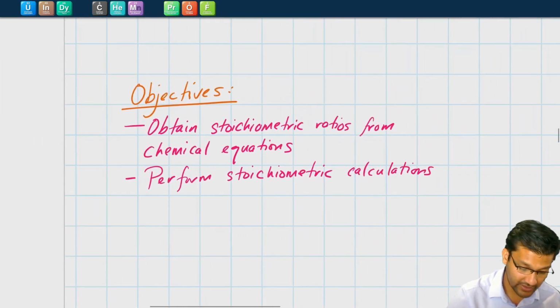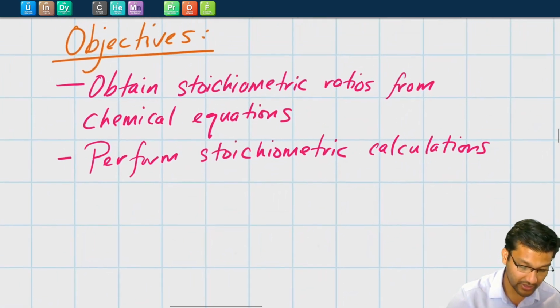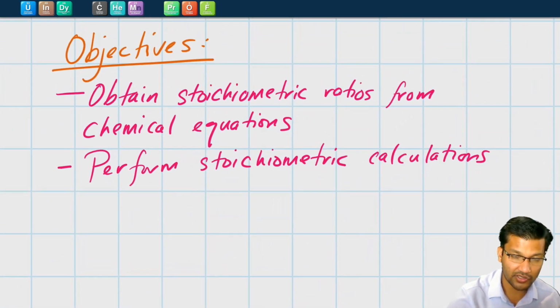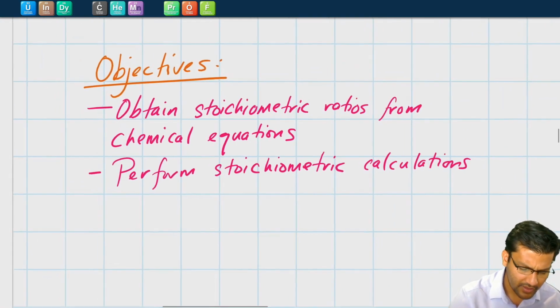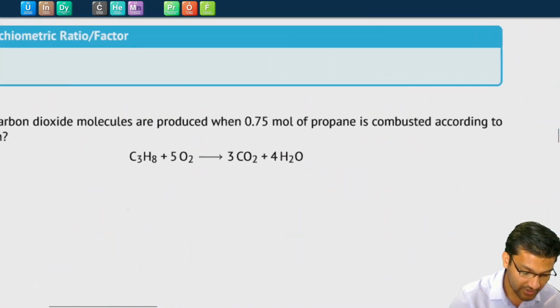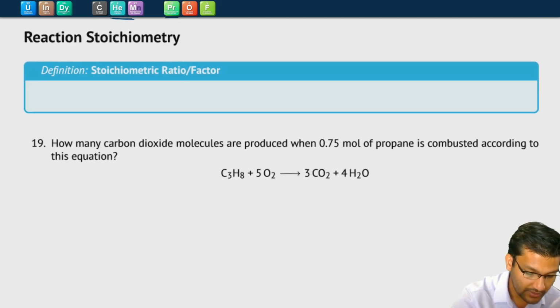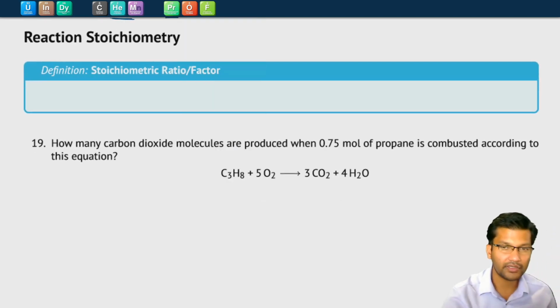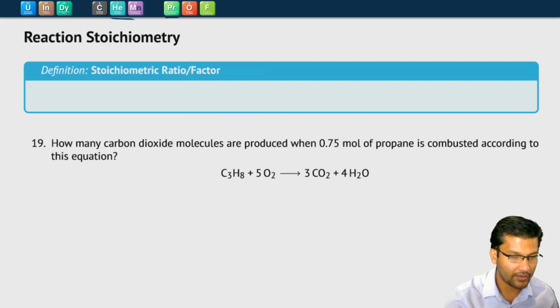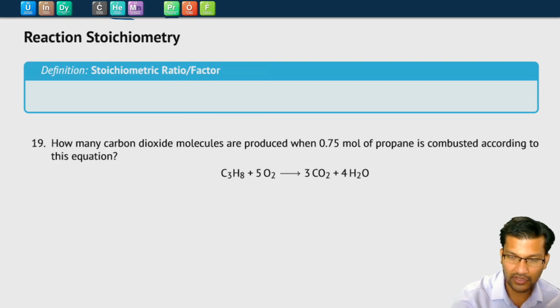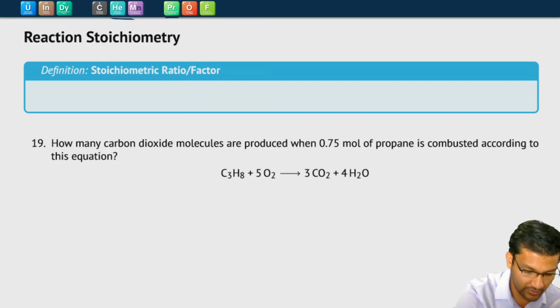By the end of this video, you should be able to obtain stoichiometric ratios from chemical equations and also use those stoichiometric ratios to perform stoichiometric calculations. So what is stoichiometry and what is the stoichiometric ratio that we keep talking about? Well, the stoichiometric ratio is simply the ratios of the different molecules that you see in a balanced chemical equation.